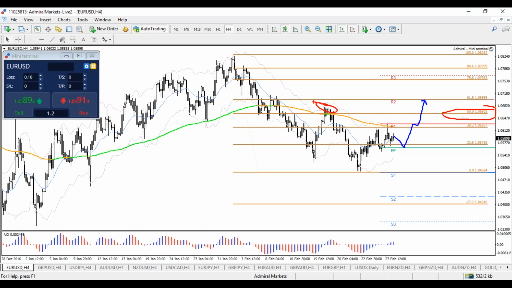And I don't think it will be a major headache. I think price will eventually break through it. That's my best guess at this moment of the path of least resistance. Now, I'll talk a bit more about this particular area as I zoom in.